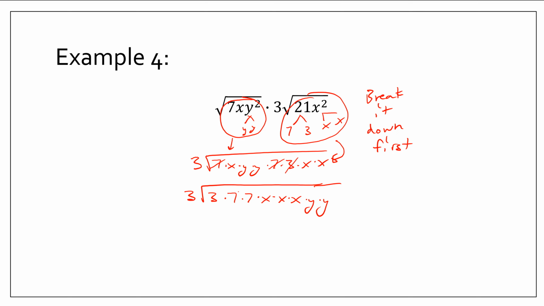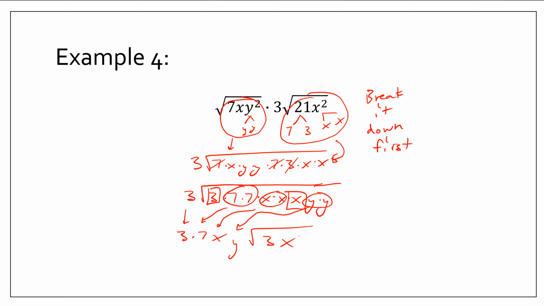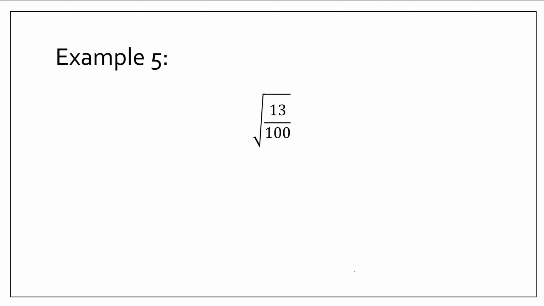Anyway, all right, so now we're looking for pairs. 7 times 7, so there's already this 3 outside. This 7 times 7, we have a pair of x's, we have a pair of y's. What's left under the square root? We have this 3, and we have this x. So let's just clean it up a little bit. 3 times 7 is 21. Then I have xy root 3x. All right. Let's move right along.